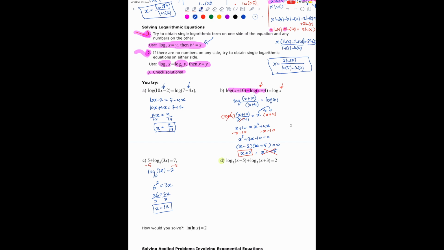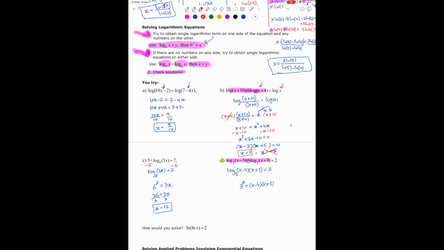For part D, I will have 2 logarithms on the left-hand side, which means I need to condense this into one logarithm. That is case number 2. So I'm just going to say log base 3 of x times x minus 5. I see addition, so it's going to be a product of arguments equals 2. Now, I'm going to turn this into an exponential form, so I know that 3 to the second power is equal to the argument.